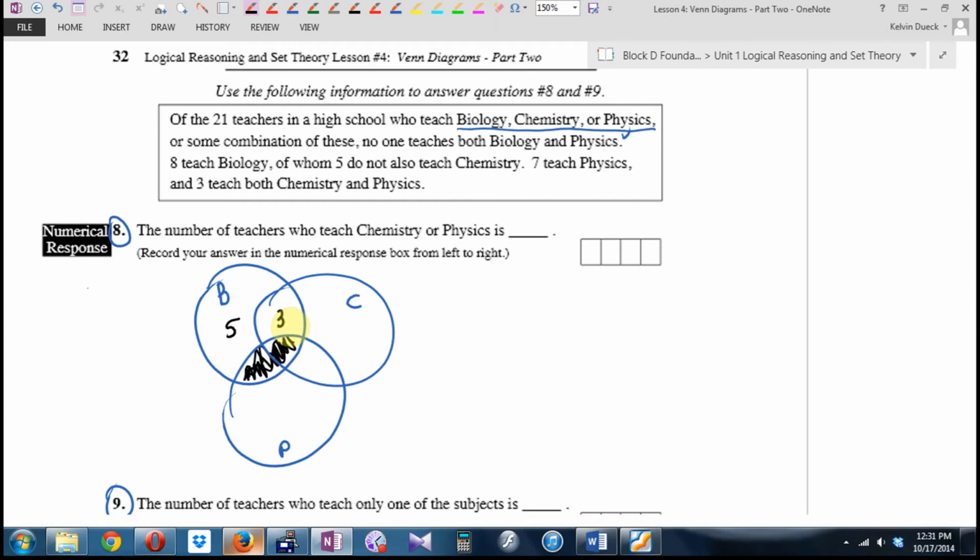How many teach both chem and physics? Right? How many teach physics? How many do I have right now in the physics circle? So I guess I got to put 4 here. Now, I've used this up. I've used this. I've used this. You'll notice I don't know what goes here yet.